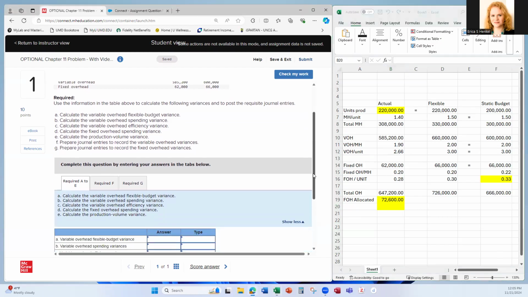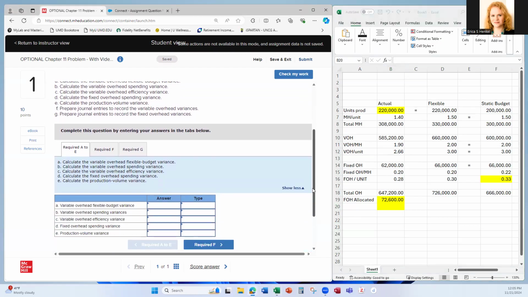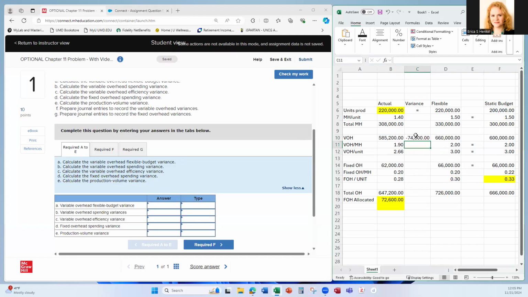So we want to know our variable overhead flexible budget variance. Looking at variable overhead here, the flexible budget variance is our difference between our actual and flexible. So equals B10 minus B10. So that's going to get us minus 74,800.